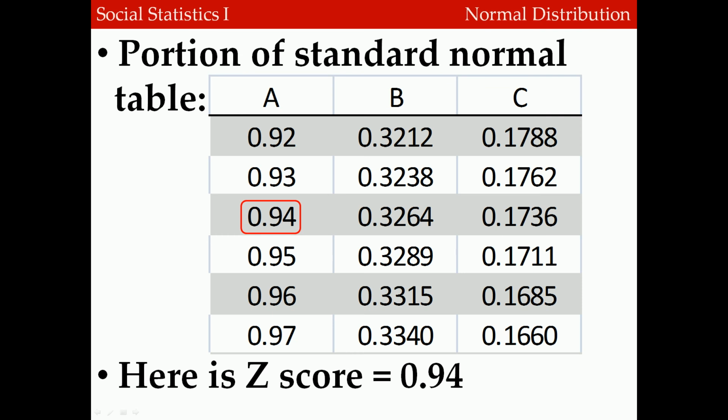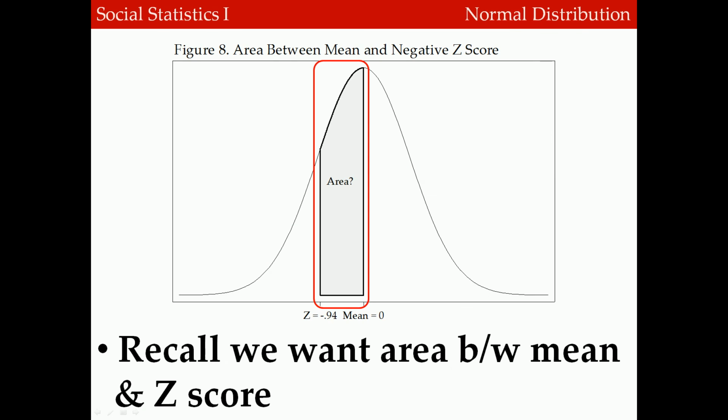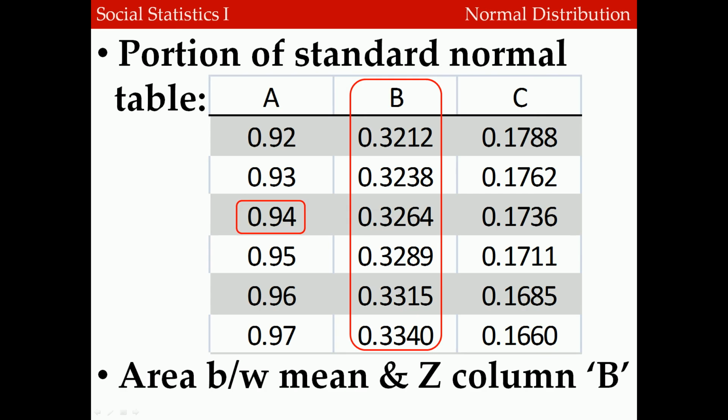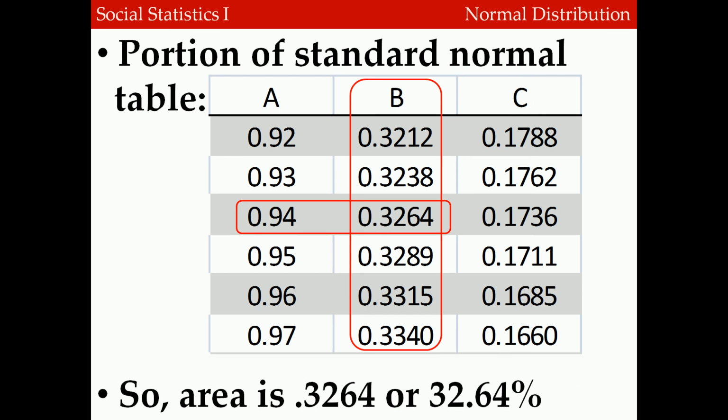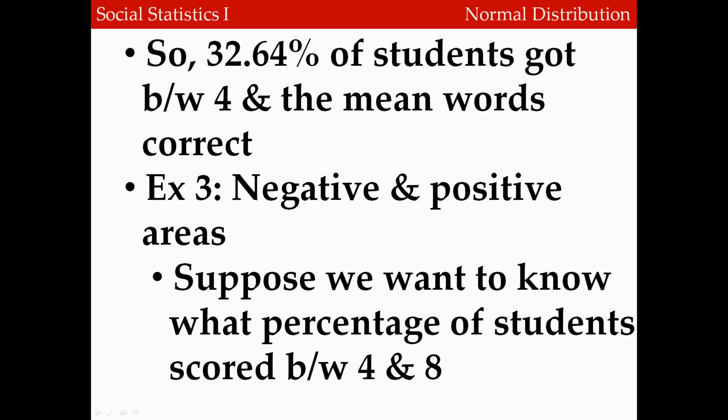Now we have to figure out whether we should use column B or column C. Looking at our diagram, we can see that we're looking for an area between the mean, 0, and the z-score, negative 0.94. And so we want column B, the area between the mean and the z-score. And so if we find the appropriate z-score and column corresponding to that z-score, we see that the value that we want is 0.3264. Expressed as a percent, that's 32.64%. In other words, we can say that 32.64% of people got between 4 and the mean words correct.